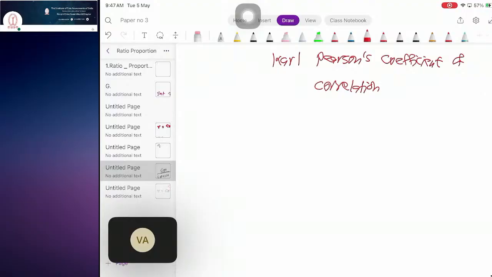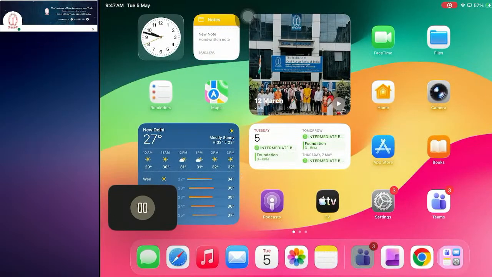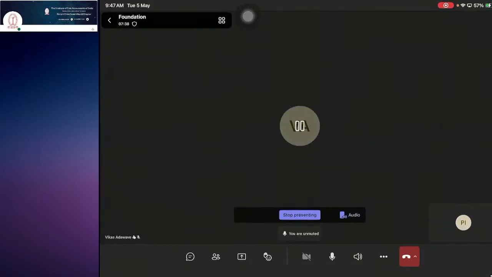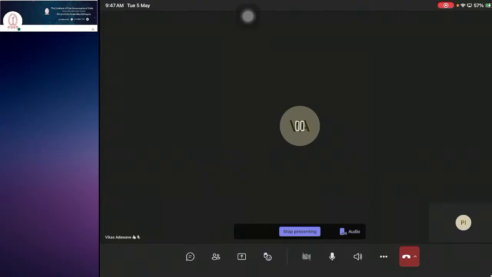Now let's discuss the Karl Pearson's coefficient of correlation. When we draw the diagram of... व्यवस्थित चाललंय ना? माझ्याकडून तर... I will check it, just a moment sir. हॅलो हॅलो, आता येत आहे का? हॅलो हॅलो, आर यू ऑडिएबल टू मी?